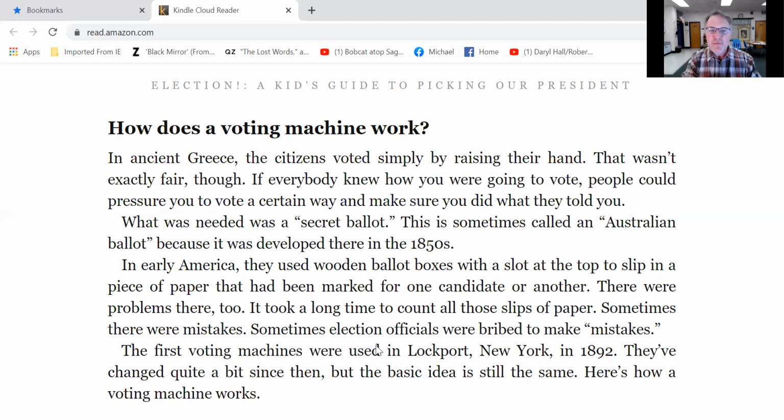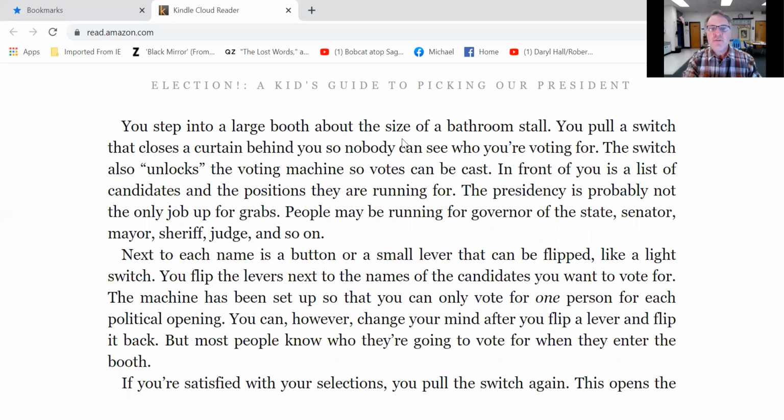The first voting machines were used in Lockport, New York in 1892. They've changed quite a bit since then, but the basic idea is still the same. Here's how a voting machine works. You step into a large booth about the size of a bathroom stall. You pull a switch that closes a curtain behind you so nobody can see who you're voting for. The switch also unlocks the voting machine so votes can be cast.